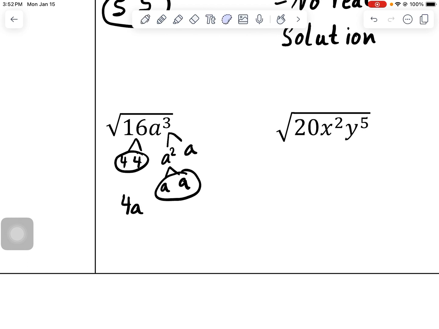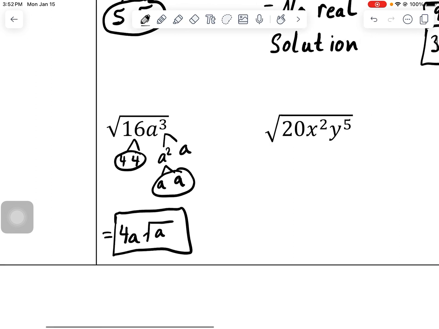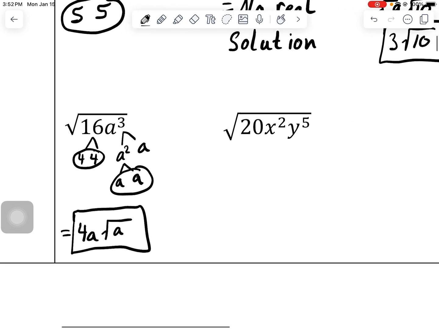I'm actually going to move this down just a little bit. And now we've accounted for the 4's and the a's, but we do still have this lone a that didn't get pulled out. So that's going to stay inside of the square root as a single a. So this is our final answer, 4a times the square root of a. That's the reduced or simplified version of that radical.